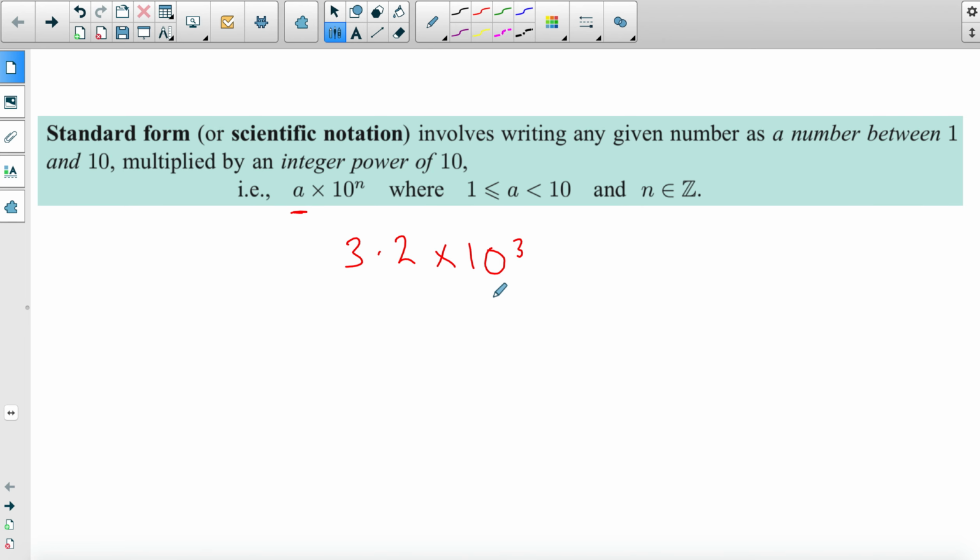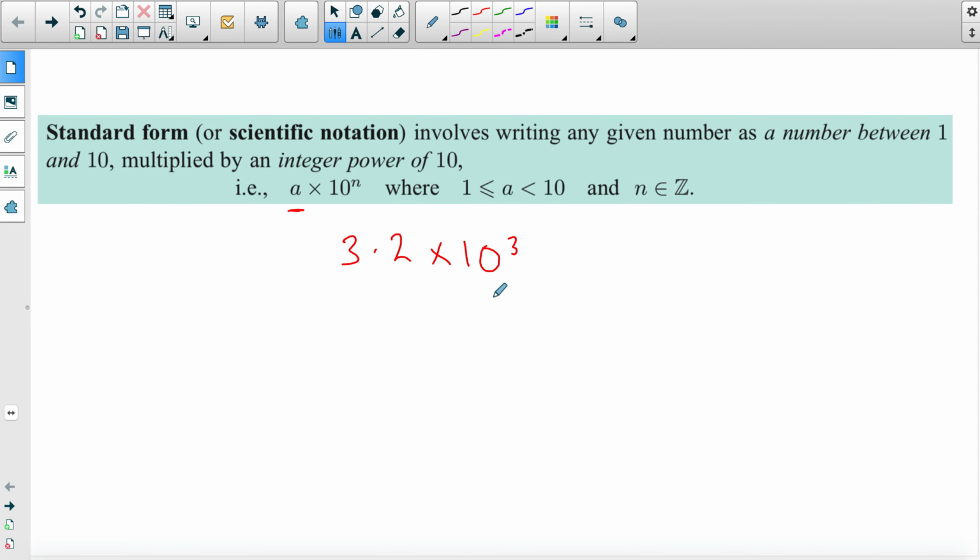You could also have numbers that are very close to 10, but not at 10. So if I do 9.9999, for example, times 10 to the power of negative 2, that's still allowed. I'm still within this boundary, and the power of 10 is an integer. These are things you need to keep in mind when doing standard form.